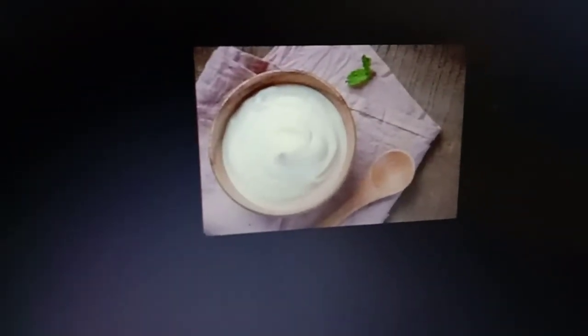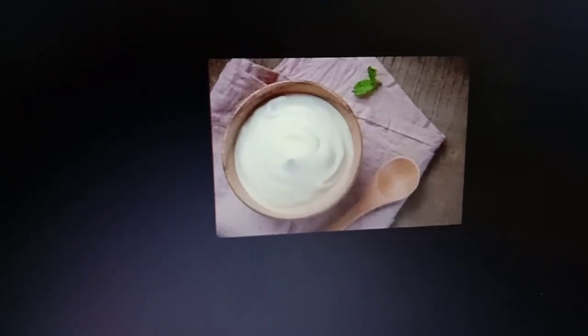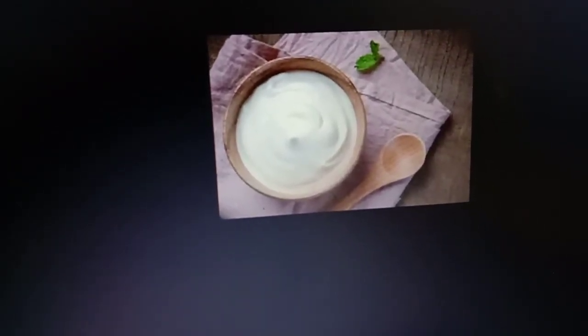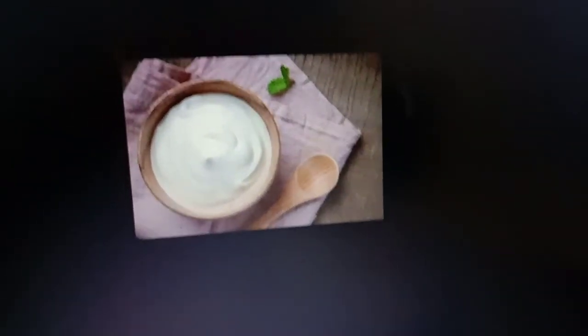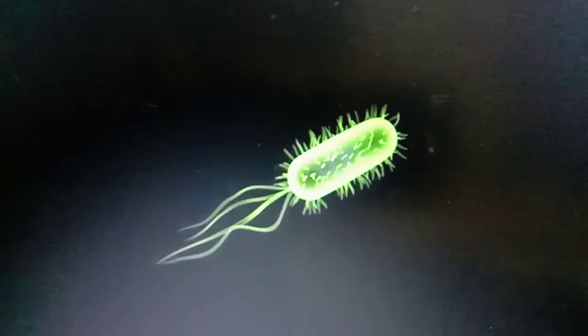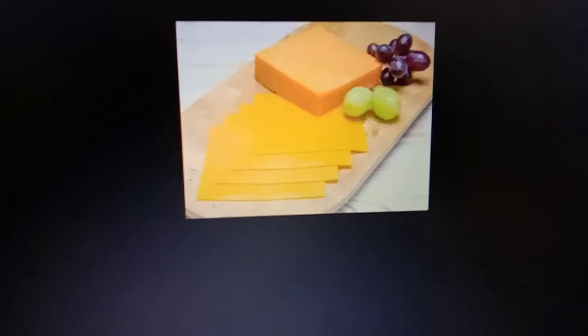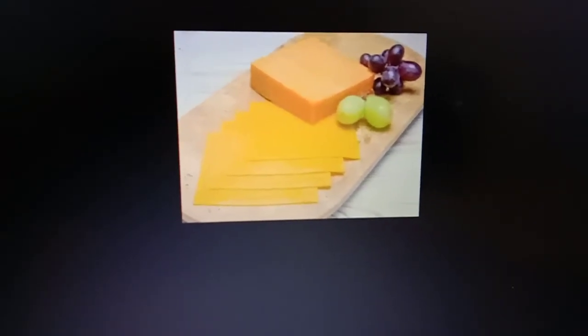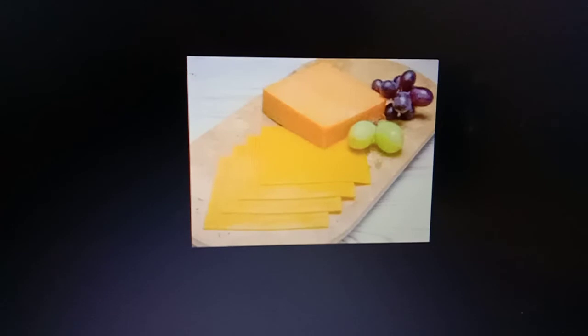Like this, you can also be asked about commercial microbial products. What is this? This is curd. Curd is one of the microbial products. Like that, what is this? This is cheese. This is also a commercial microbial product. This is also an image of a cheese, also a commercial microbial product.